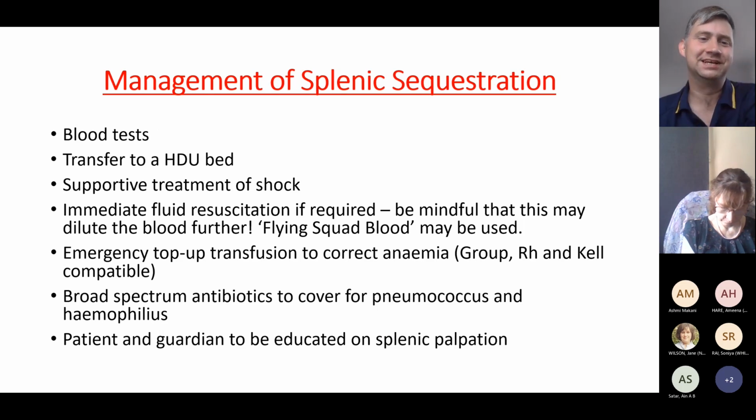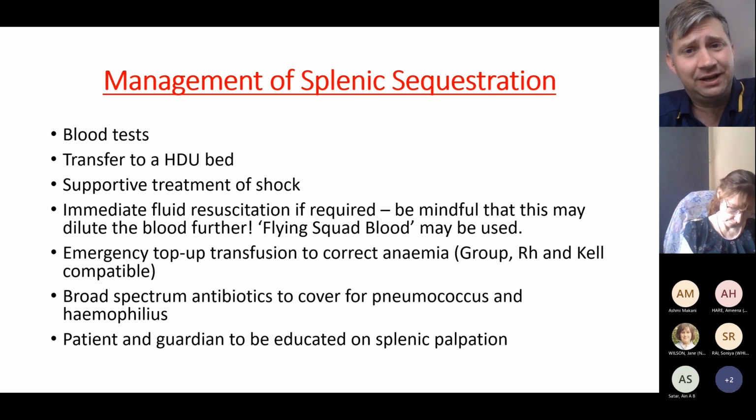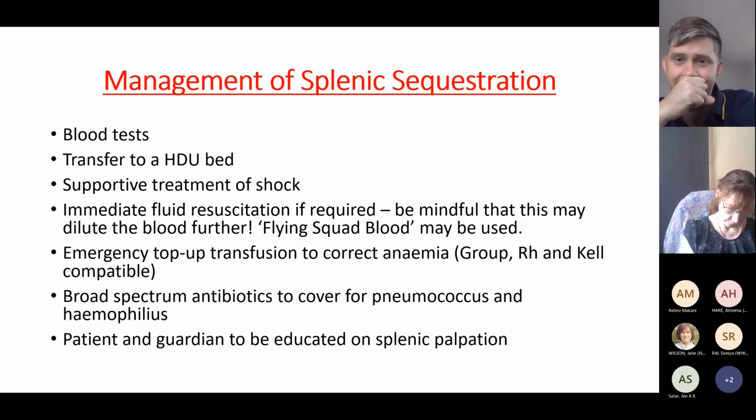The management of a splenic sequestration: we'll do blood tests to confirm the anemia. The patient should be in a high dependency bed. We need to support treatment of shock, with immediate fluid resuscitation if required, so if they are in septic shock. But be mindful that this could dilute the blood further, so the hemoglobin might go down even further.